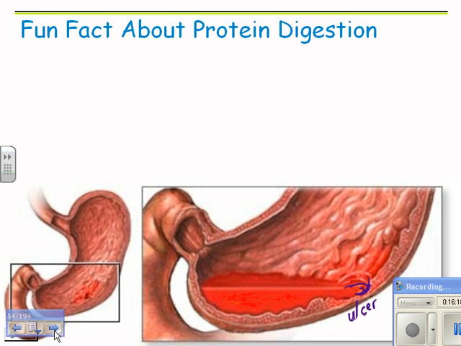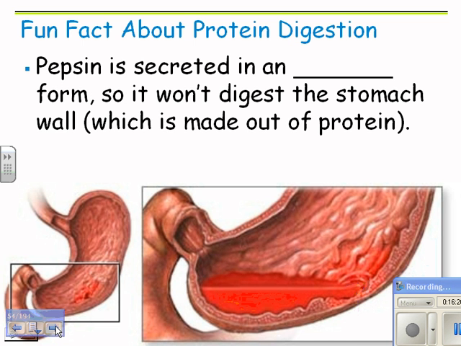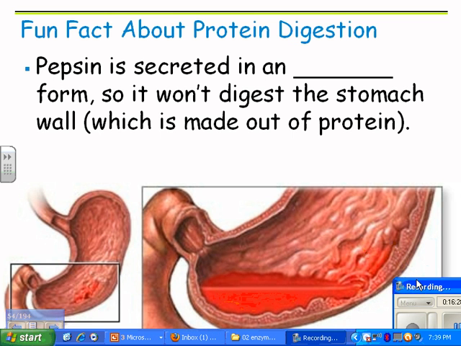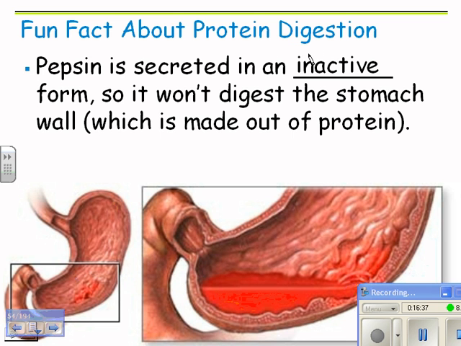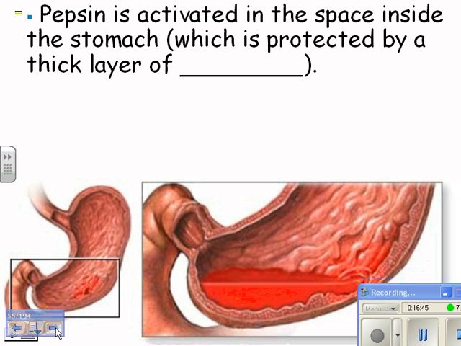Okay, so fun fact about protein digestion. Your body is made out of protein. And so if you've got a protein digesting enzyme, you want to make sure you don't digest yourself. Hate when that happens. Really bad stuff. So pepsin has to be secreted. This is the enzyme that digests protein. Pepsin has to be secreted in an inactive form, so it doesn't digest you. So it won't digest the stomach wall, which is made out of protein. Pepsin is activated in the space inside the stomach, so in here, and this thing is protected by a nice thick layer of mucus. Yay, mucus.